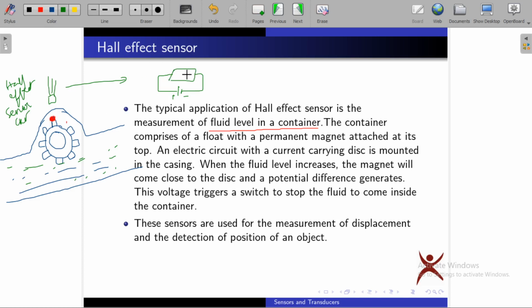When this is coming close to this disc, because of magnetizing force, potential difference is created across this disc. One side of the disc will get positive charge and the other side will get negatively charged because of charge separation. That potential difference triggers a switch to stop the flow of fluid.